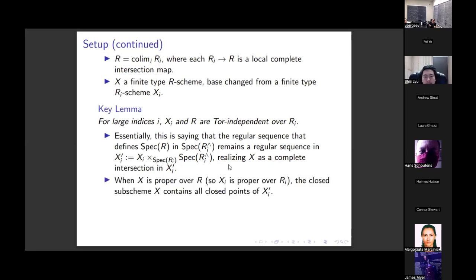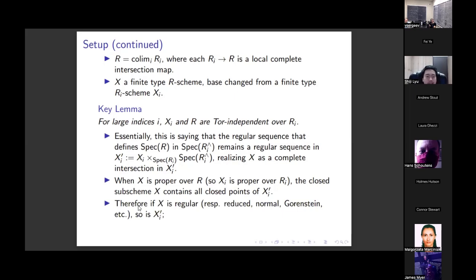And now you're happy, because when X is proper over R, this closed subscheme X actually contains all closed points of the Xi prime, because we're working over a local ring, right? So if, for example, X is regular or reduced or normal or Gorenstein, etc., so is Xi prime. And that is because X is a complete intersection in Xi prime.